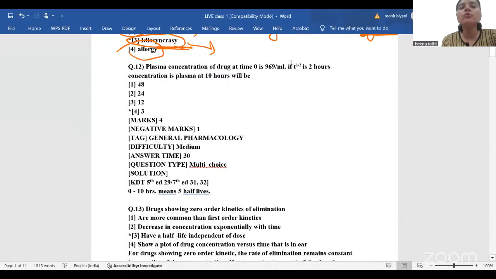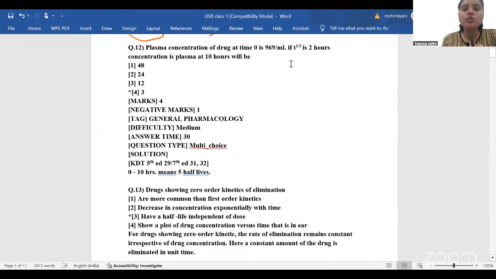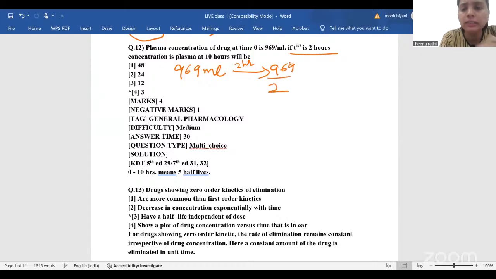Now moving towards the next question. The next question says that the plasma concentration of a drug at time 0 is 969 ml. So at time 0, the concentration of the drug is 969 ml. And after one half-life, the concentration is going to be reduced. It means if the T half is 2 hours, after 2 hours the plasma concentration of the drug will be half of the concentration.